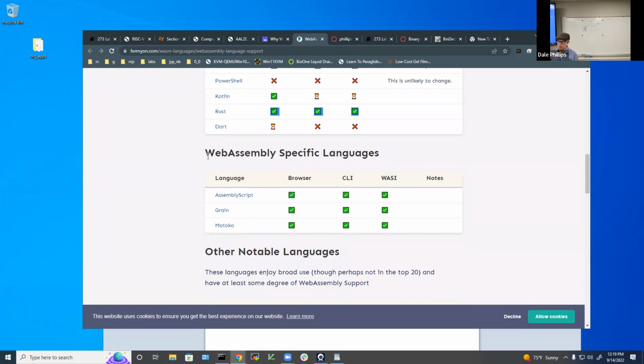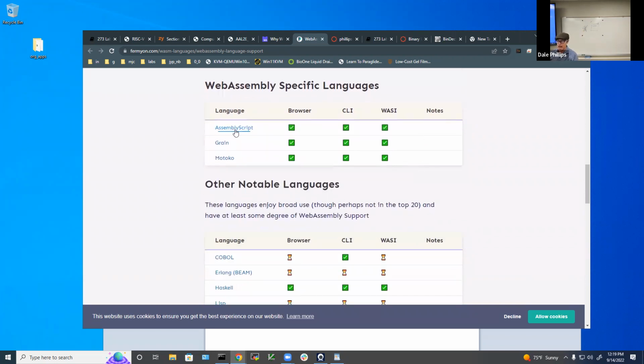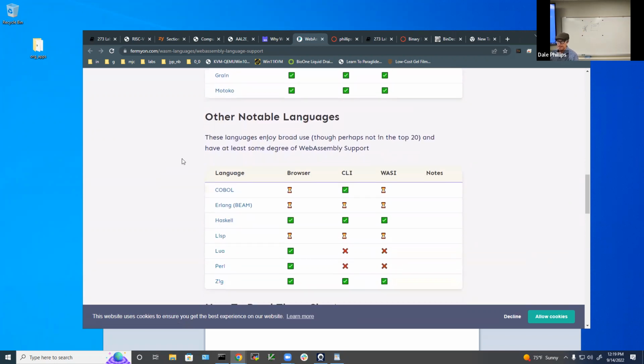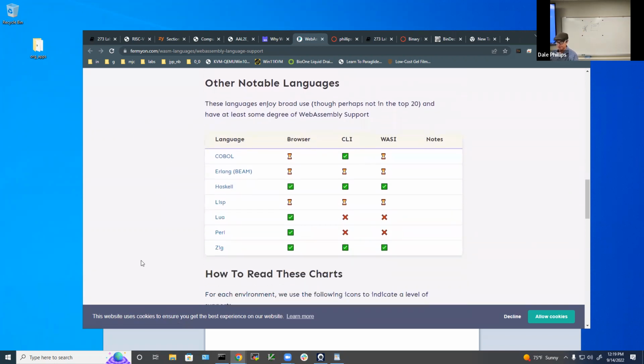Okay. And then these are some WebAssembly specific languages. I've never heard of these. New. And other notable languages. Really? So you can run Lua in the browser, but not on the CLI or the WASI. Okay. Lisp, nope. Erlang, nope. COBOL? What? COBOL on WASM? Brilliant. There's billions of lines of code in COBOL.